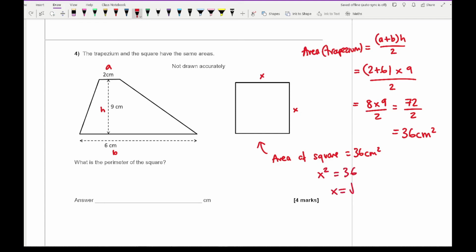So x equals the square root of 36. So x equals 6. I don't know why I've written 3, so let me just get rid of that. And 6. Now the question has not asked for the side of the square, it's actually asked for the perimeter. So if I label the sides of the square as 6, 6 and 6, then the perimeter is going to be 6 plus 6 plus 6 plus 6, which gives me a final answer of 24.